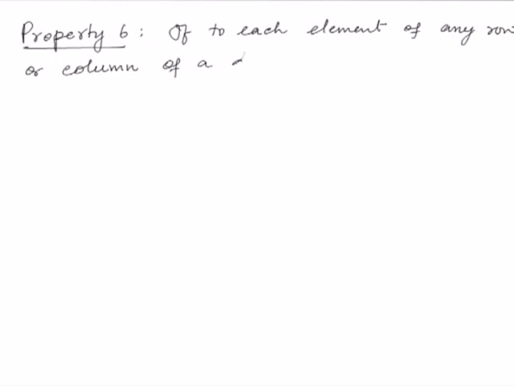In this video, we are going to understand about property 6. Property 6 states that if to each element of any row or column of a determinant, the equimultiples of corresponding elements of other row or column are added.